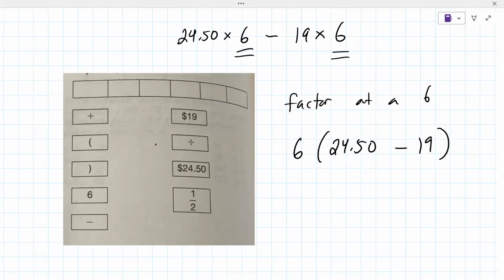Now can we only use one of these each one time? Yeah. You can put the 6 in the first box, open parentheses, 24.50 minus 19, close parentheses. So it's kind of like a puzzle, where you have to be able to do that. Okay. I don't really understand the factoring part.